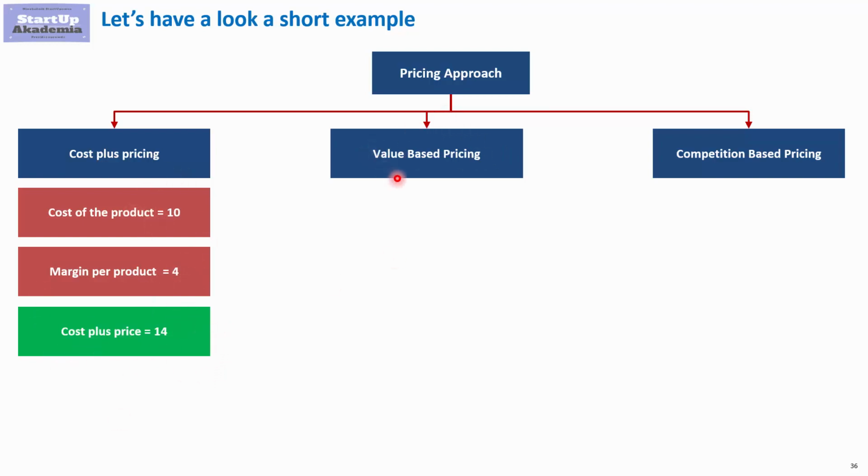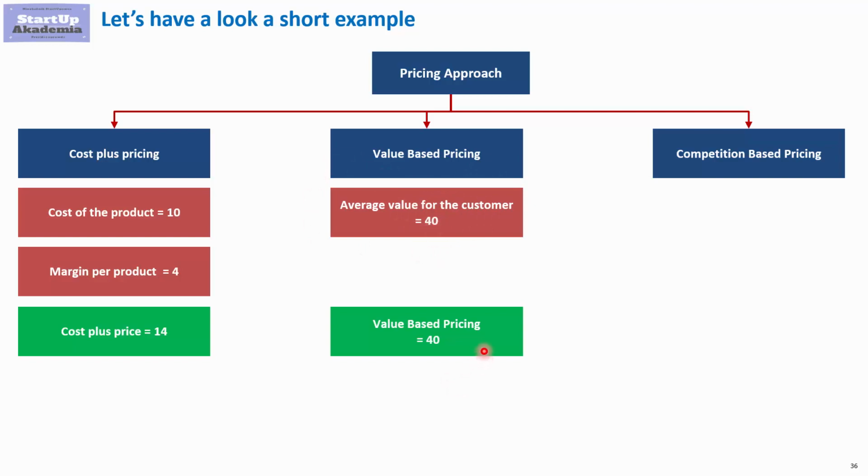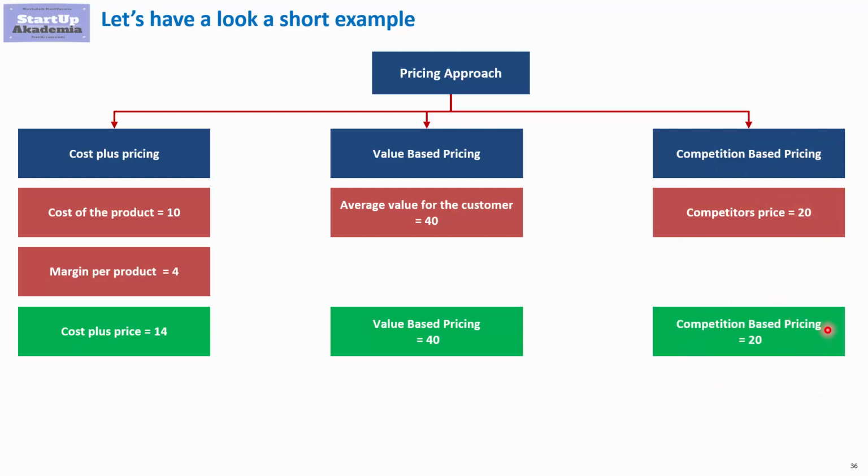Now, for value-based pricing, obviously we need to know what is the value of the product or the service to our customer. So let's say that through survey and research, we discovered that this is 40. And we decided to set the price roughly at the level of the value that the customer gets from our product. So this would mean that using value-based pricing, we would have to price our product at around 40. And finally, in competition-based pricing, we obviously have to know what is the competitor's price. So let's say it's 20. This would suggest that our competition-based price would be 20. So as you can see, using different approaches for the very same product, we get different prices.